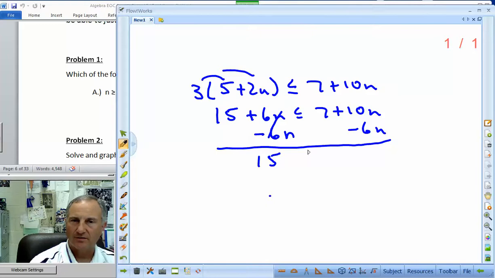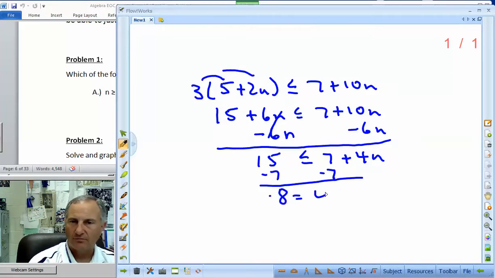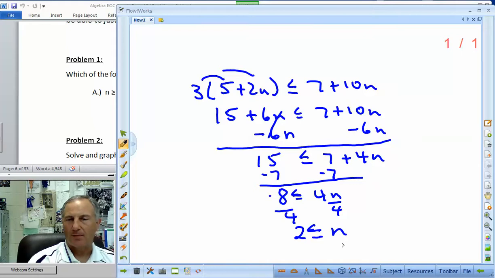So this is 15 because that cancels out. My inequality stays the same. I get 4n. Just solve for n. Get rid of addition and subtraction first. I get 8 equal to 4n. Divide out the 4. 2. So it's not equal. It's less than or equal to my n. Okay. Notice I'm eating up the n.